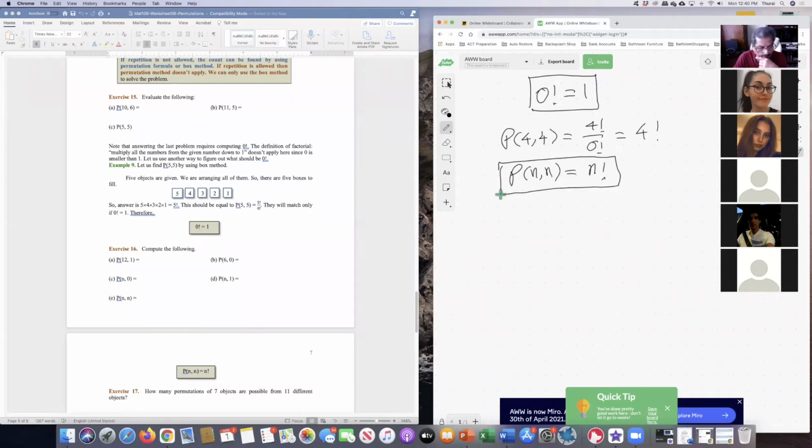All right, now let's answer some questions. We can use common sense to answer these questions in exercise 16. The first one says, find P12,1. We will apply the formula to verify, but think about this in terms of a real situation. There are 12 objects given, and you're taking one at a time and arranging. So if you take one, there are no rearrangements. So basically it's the same as saying, in how many ways can I select one object from 12 objects?